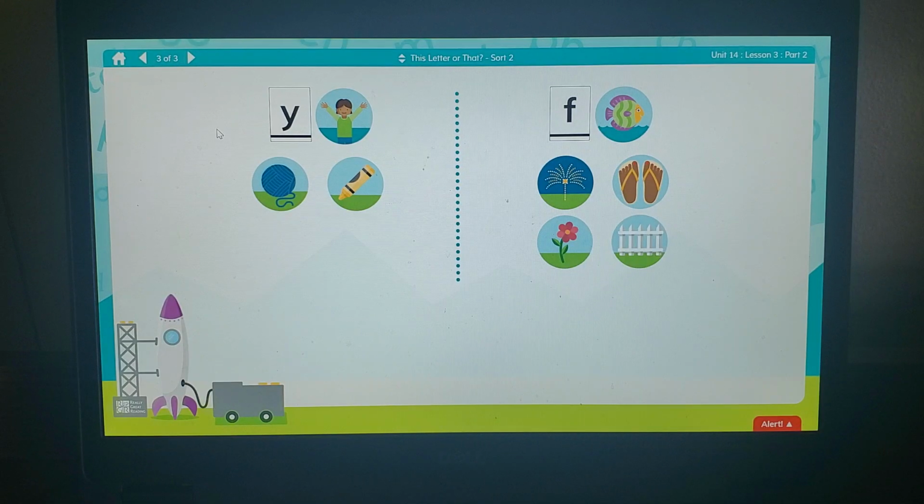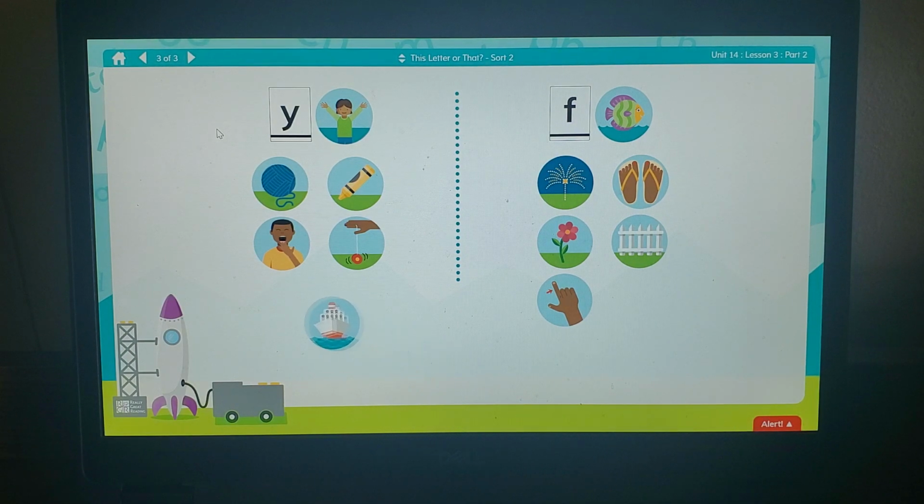F is correct. Next, we have yawn. What's the first sound that you hear in yawn? Y is correct. Next, finger. What's the first sound that you hear in finger? F is correct. Next, we have yo-yo. What's the first sound you hear in yo-yo? Y is correct. Next, we have yacht. What's the first sound that you hear in yacht?